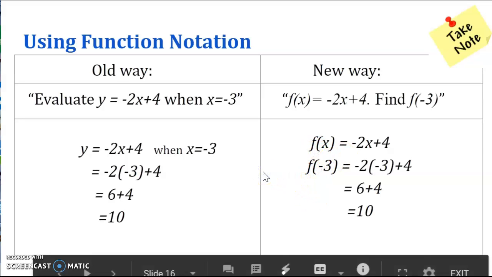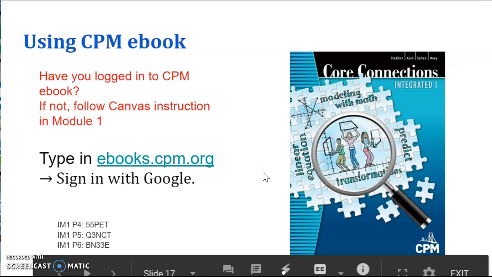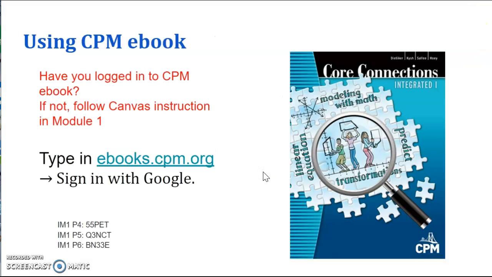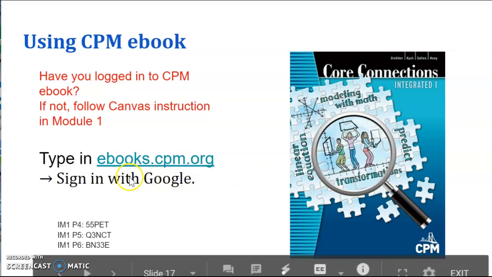Great. Okay, so then we went on to the CPM ebook. This is the first time we're actually using it. So you should have logged into our class ebook access. If you have not done that during the first week, then you do need to do that before you can get access to it. If you have already done that, then all you need to do is go to ebooks.cpm.org and sign in with your Google, and it should get you to this blue book, which is the Integrated 1 textbook.